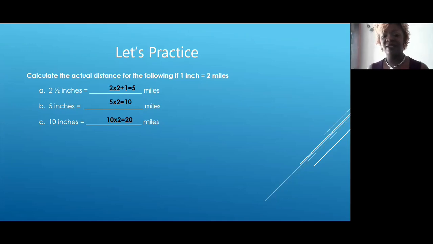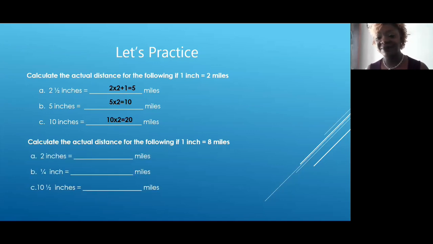All right? Now let's try it just to make it a little bit difficult. That was just to start us, to get us warmed up. Calculate the actual distance for the following if 1 inch equals 8 miles. Let's look at these. I'll give you a few seconds, because this is so easy. You're going to get this like a piece of cake.